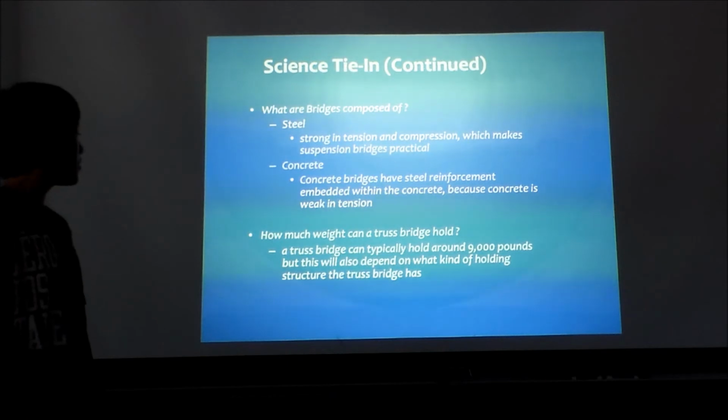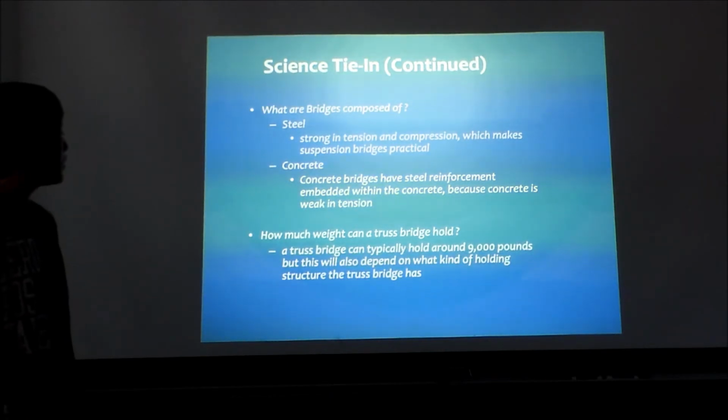How much weight can a truss bridge hold? A truss bridge can typically hold around 9,000 pounds, but this will also depend on what kind of holding structure the truss bridge has.